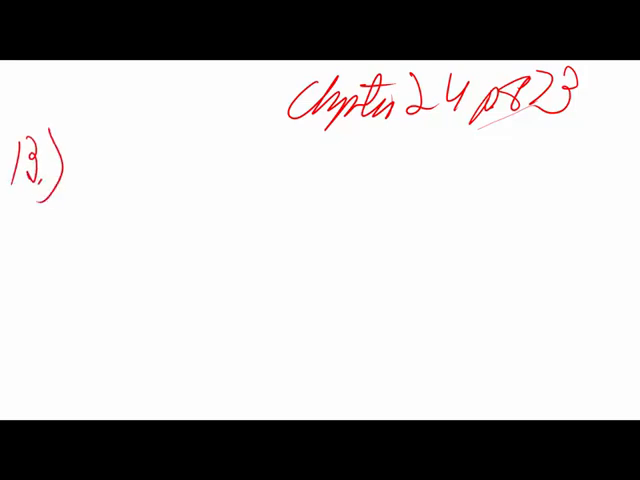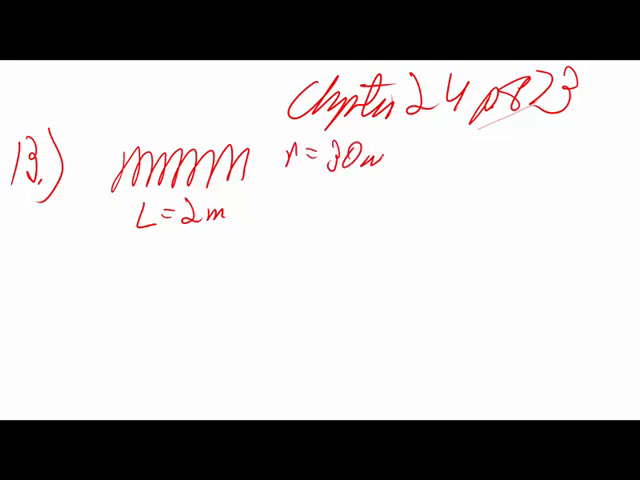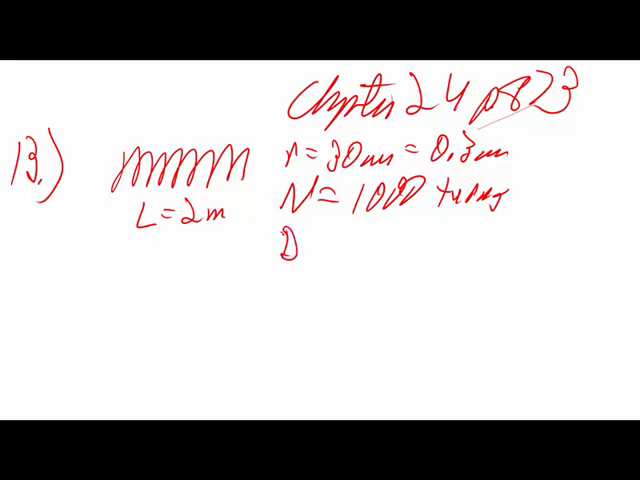We have a solenoid used to produce some magnetic fields for research purposes, which is 2 meters long. So here's our solenoid. It is 2 meters long and has a radius of 30 centimeters, which is 0.3 meters. The number of turns is 1,000 turns. When running, the solenoid produces a field of 1 Tesla. So the magnetic field, that's B.